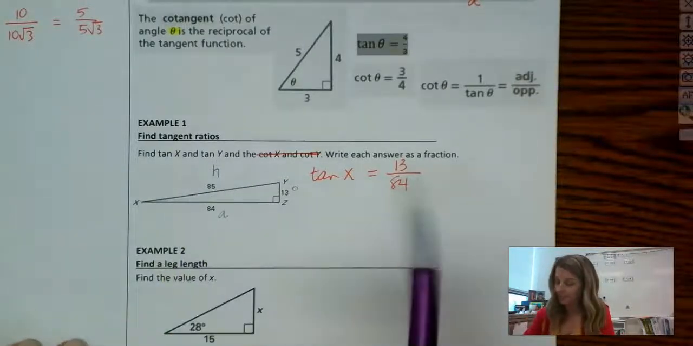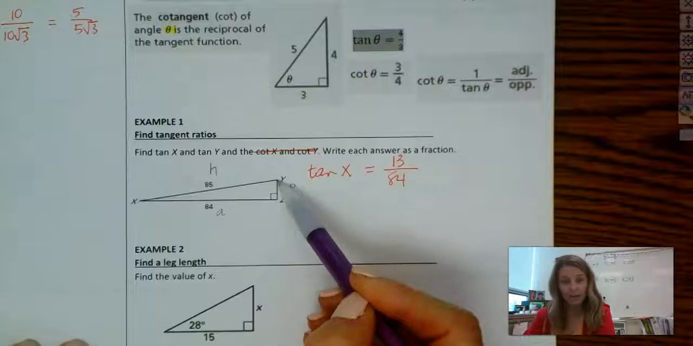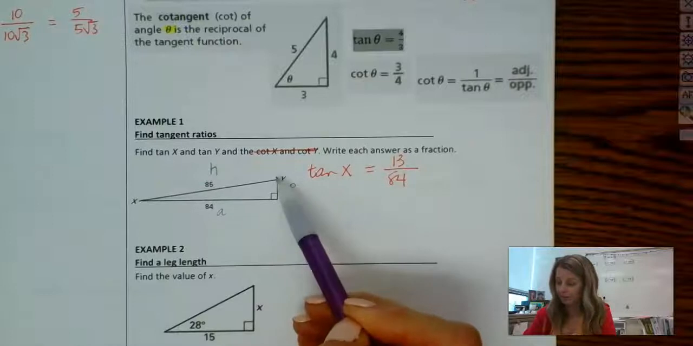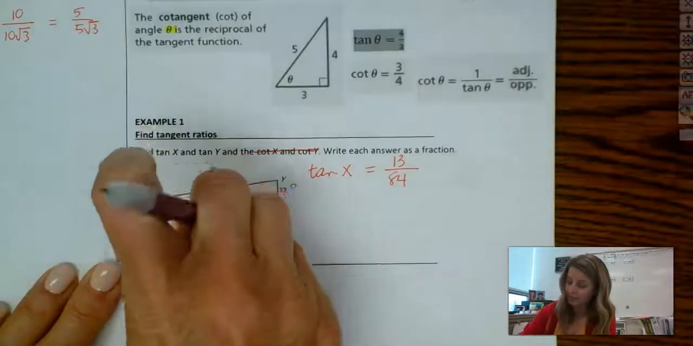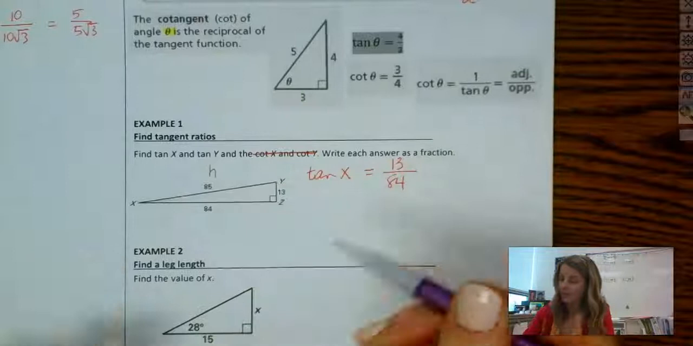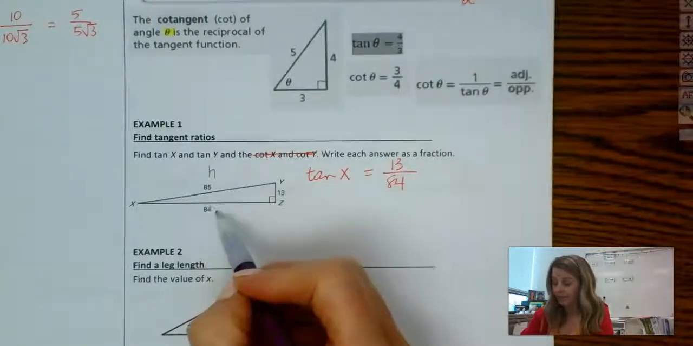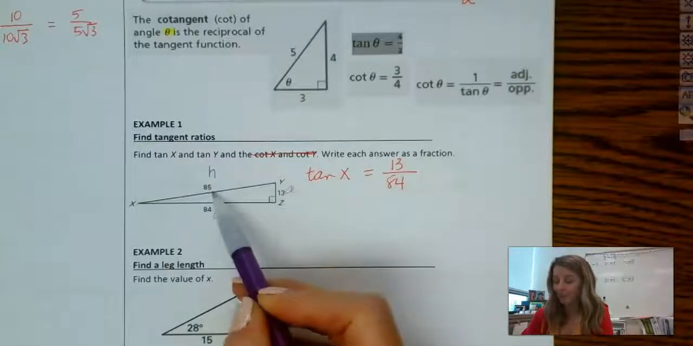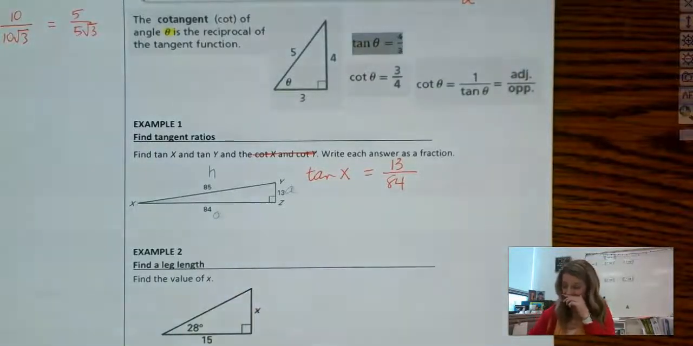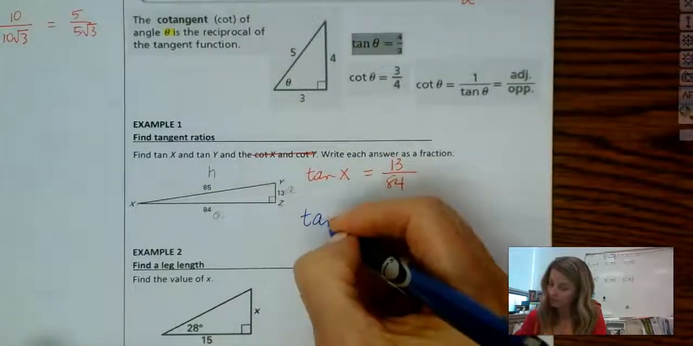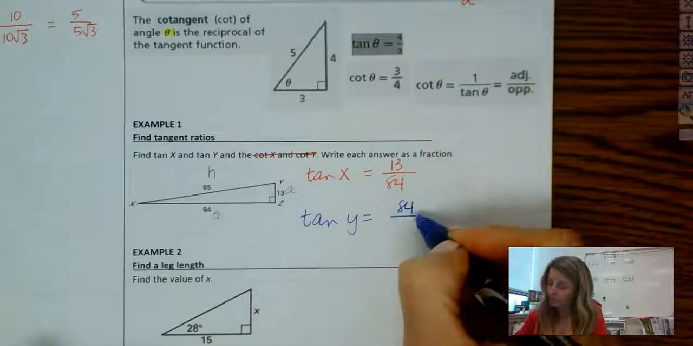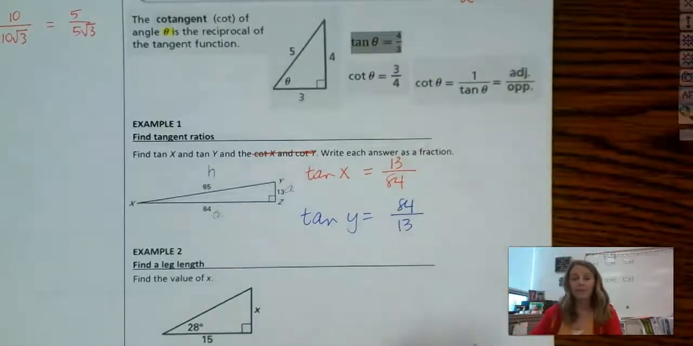Now, the reason I did a pencil here is because if I'm sitting at y, my opposite and adjacent change perspective. So I'm going to erase the O and the A. The opposite of y is now 84, and the adjacent of angle y is 13. Now remember, hypotenuse is always hypotenuse. That doesn't change. So the tangent of y is equal to the opposite, 84, over the adjacent, 13. And so see how they're really reciprocals of each other.